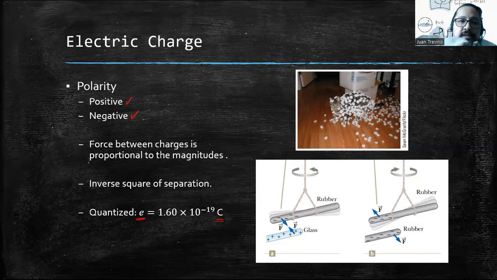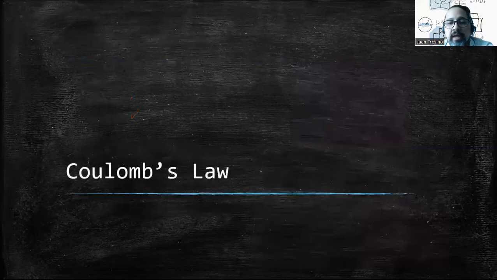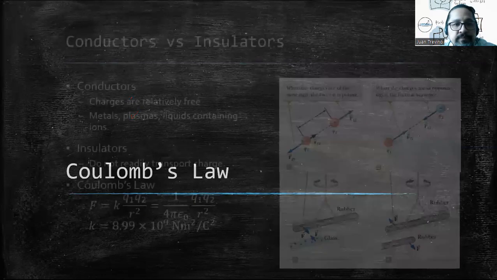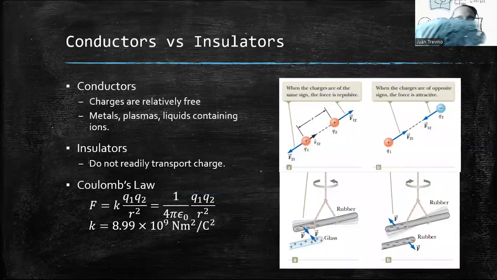So let's see how we quantify this. How do we write down equations? To do this, we will study Coulomb's law. But before writing Coulomb's law, let's check two possible materials that we will find throughout these studies: conductors and insulators.